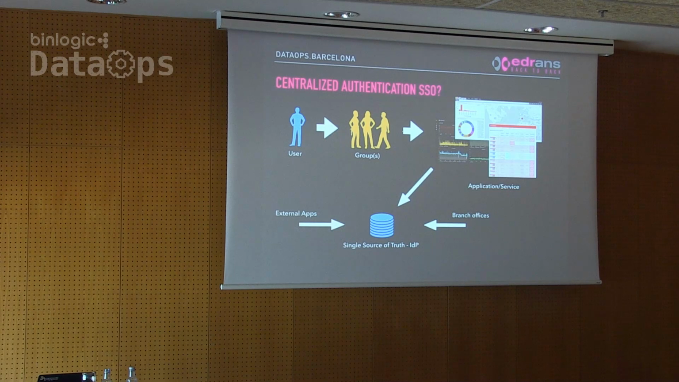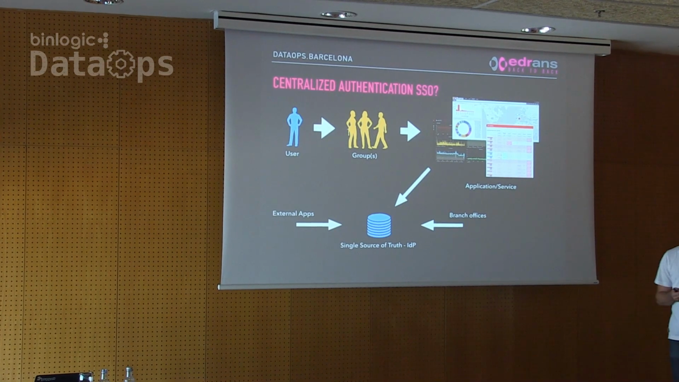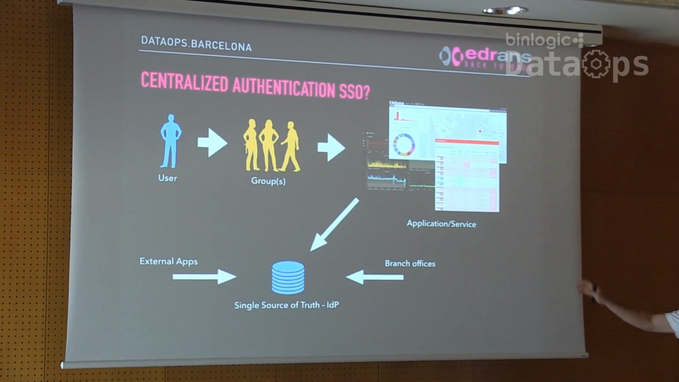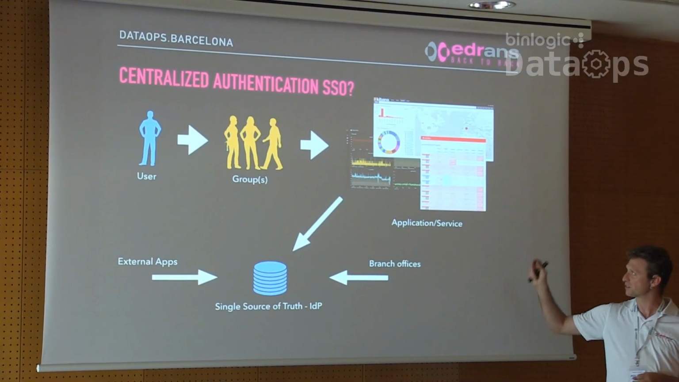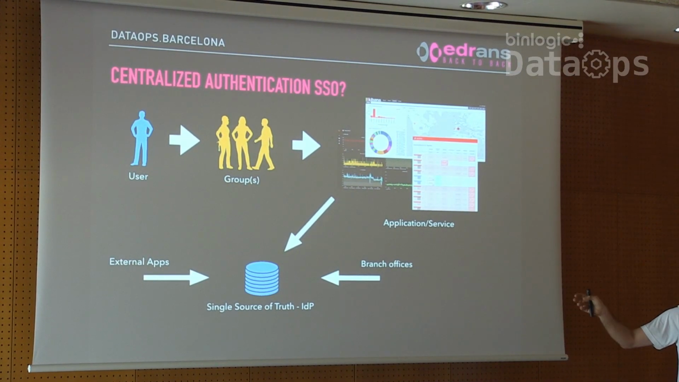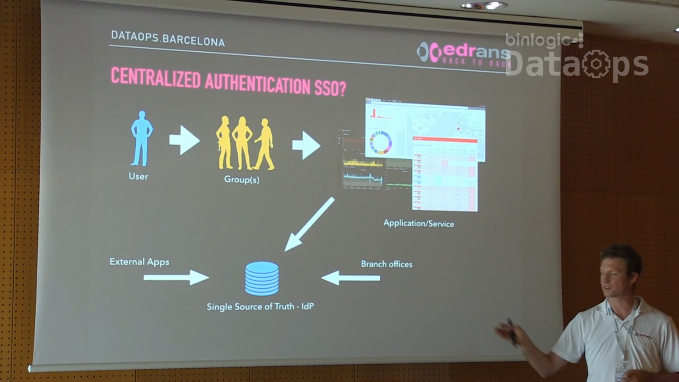Okay, so how does centralized authentication work with single sign-on? Single sign-on means that all the users in the company can use the same access credentials to access our services. Now security people are thinking, whoa, the same access credentials for all the services? Okay, that's right. We need some other methods to verify the identity of the user. But this way, branch offices, external applications, our applications and services and everything can authenticate the users, again, a single source of truth.